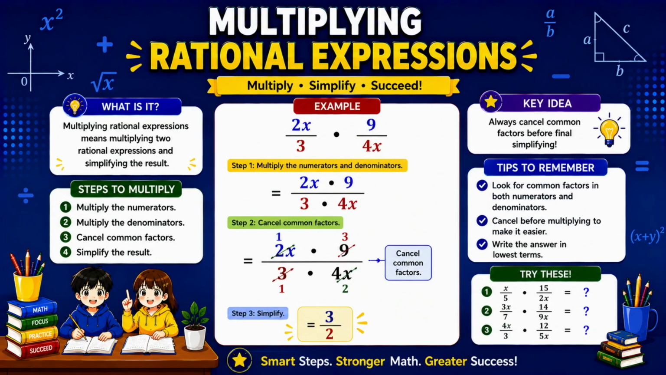When multiplying rational expressions, multiply the numerators and multiply the denominators. However, it's often easier to simplify by canceling common factors before multiplying. This gives us the simplified answer of 3/2.